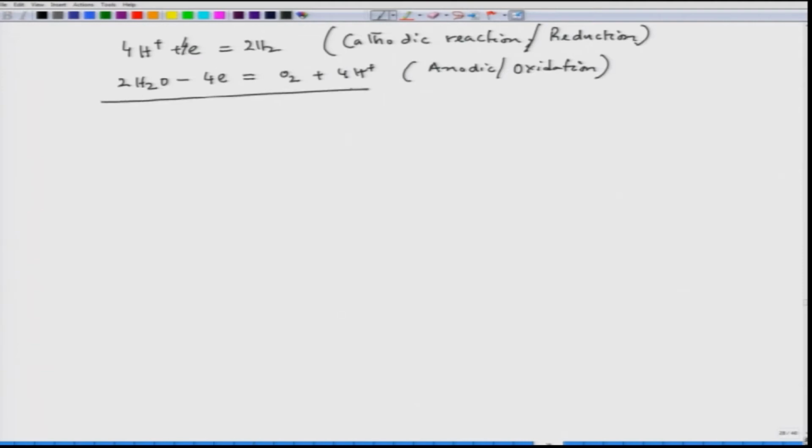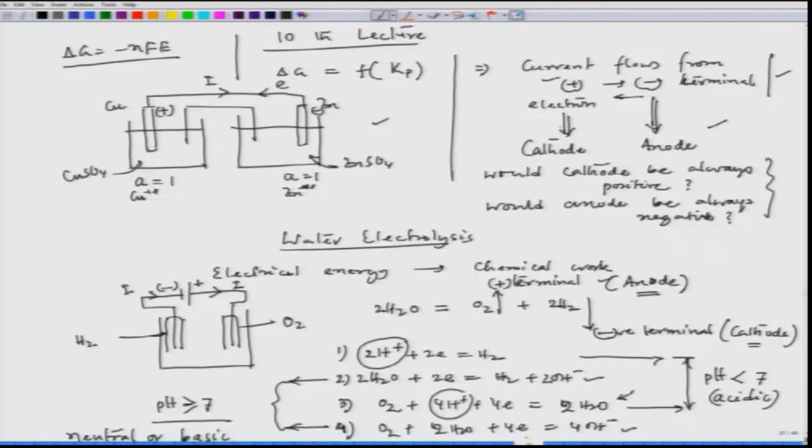So, if we add them, then it would become 4H+ plus 2H2O minus 4e. So, 4e would get cancelled, equal to 2H2 plus O2 plus 4H+. So, these two get cancelled. So, finally, we get 2H2O equal to 2H2 plus O2. This is the same one as we have mentioned here.